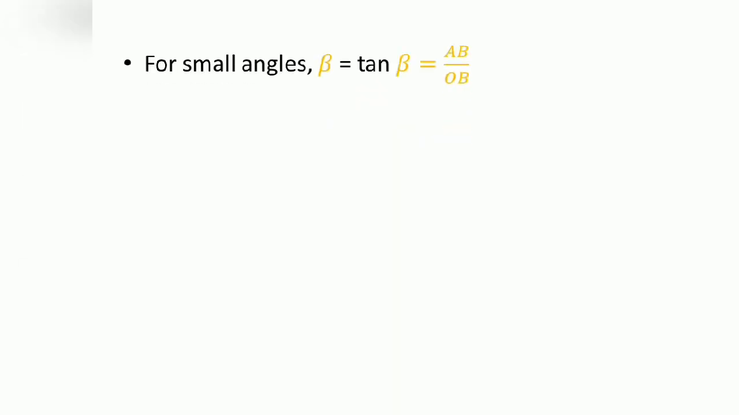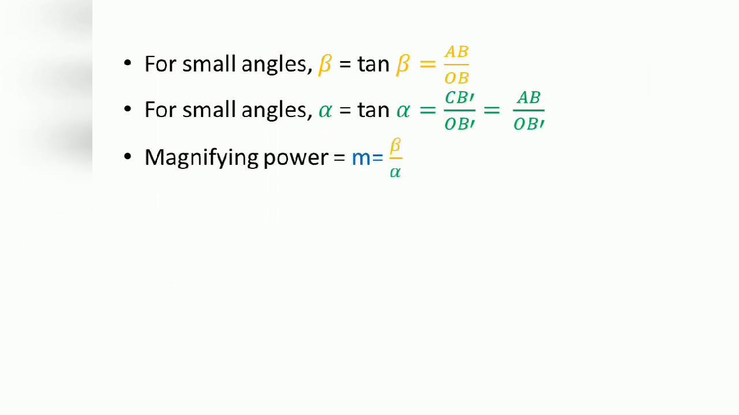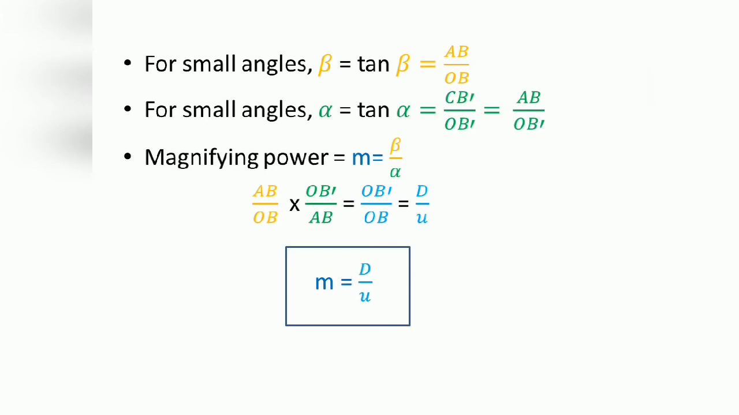For small angles, beta equals tan beta equals AB upon OB. For small angles, alpha equals tan alpha equals CB' upon OB' equals AB upon OB'. Magnifying power, M equals beta upon alpha. AB upon OB into OB' upon AB equals OB' upon OB equals D upon U. Hence M equals D upon U.